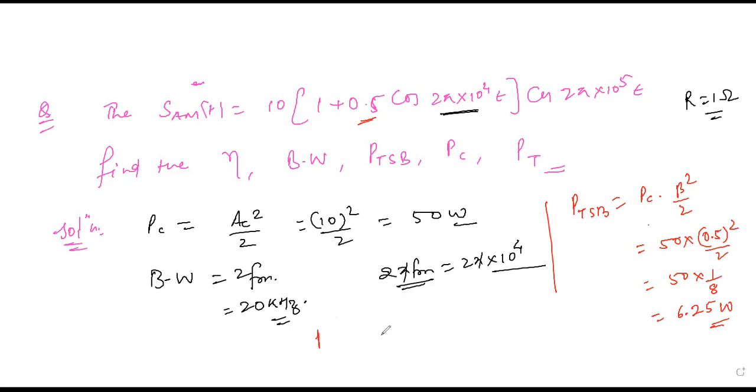What is the total power? Total power can be written as PC plus total sideband power, and this PC equal to 50 watt plus 6.25 watt. This is 56.25 watt. This is the total power. Is it clear, my dear friends? Is it clear? Each everyone, clear or not? Okay, Vidhi. Thank you.